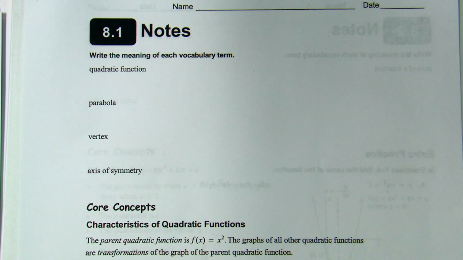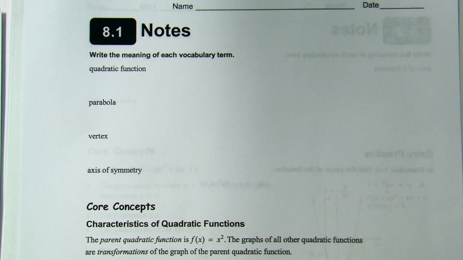We've already learned how to factor some of these. So when we get into finding zeros and graphing these things, we're already going to have some background knowledge in quadratics just from the previous chapter, chapter 7. So to get started, let's talk about the vocabulary terms here.